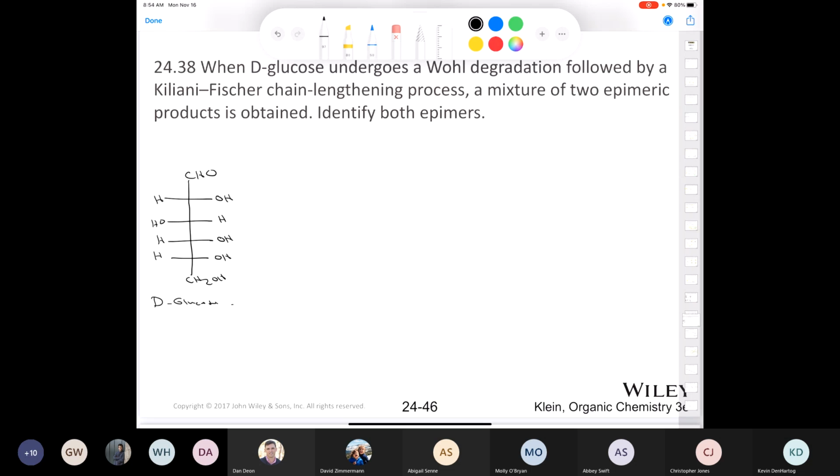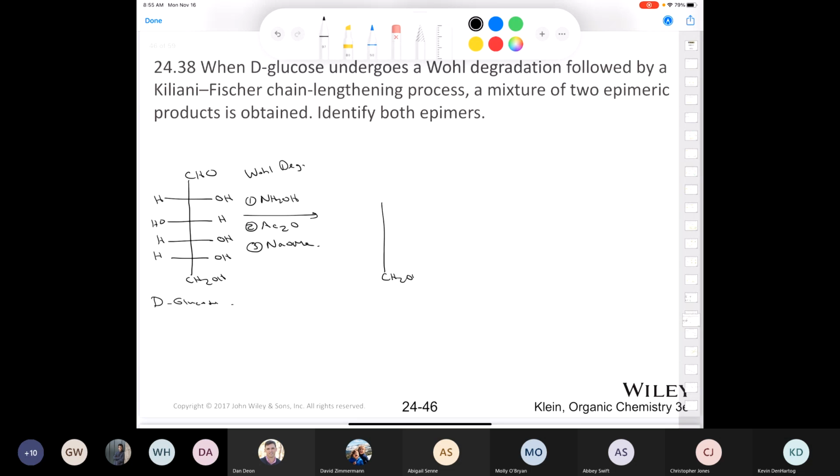D-glucose. Okay, let's do a Wohl degradation to start with. The Wohl degradation starts with hydroxylamine in the first step, followed by treatment with acetic anhydride in the next step, followed by treatment with sodium methoxide in the third step. What are we going to do? We're going to lose the carbon from the aldehyde, and we're going to end up with an aldopentose instead of an aldohexose.